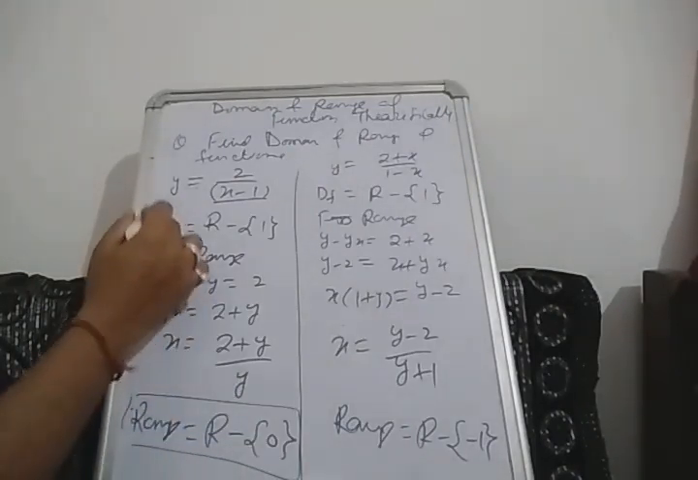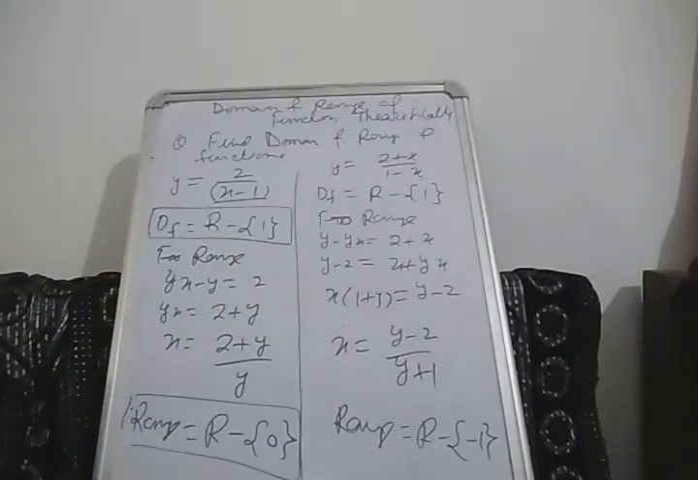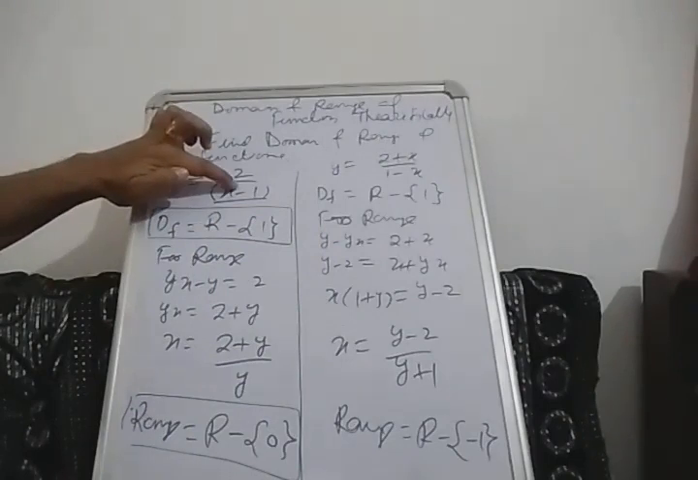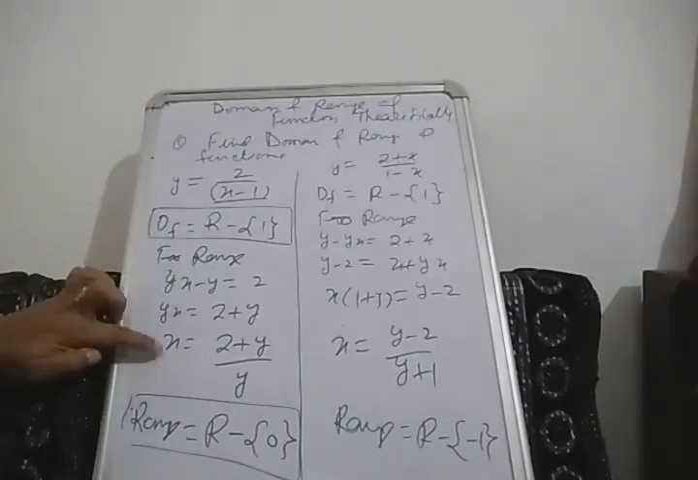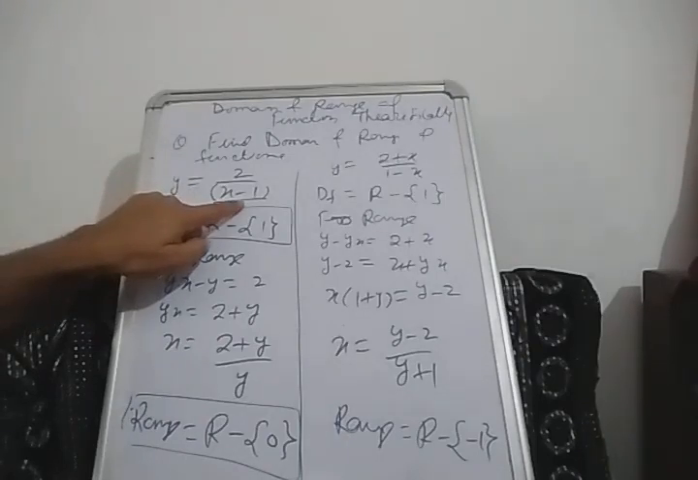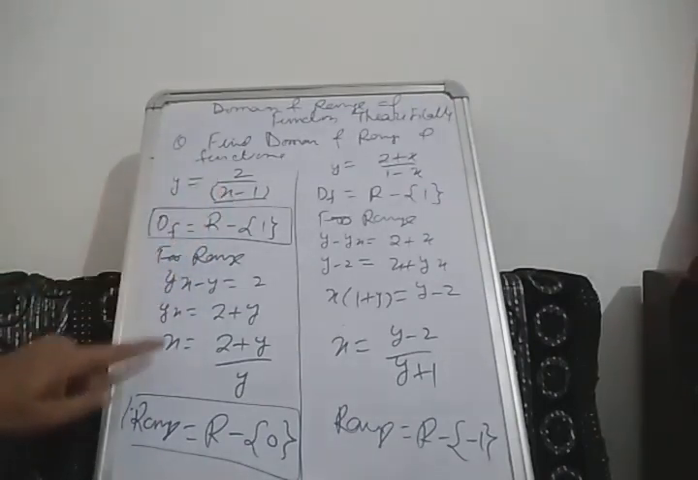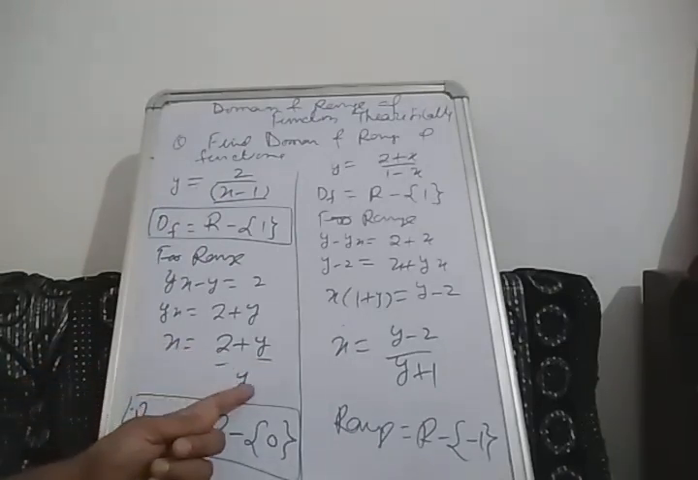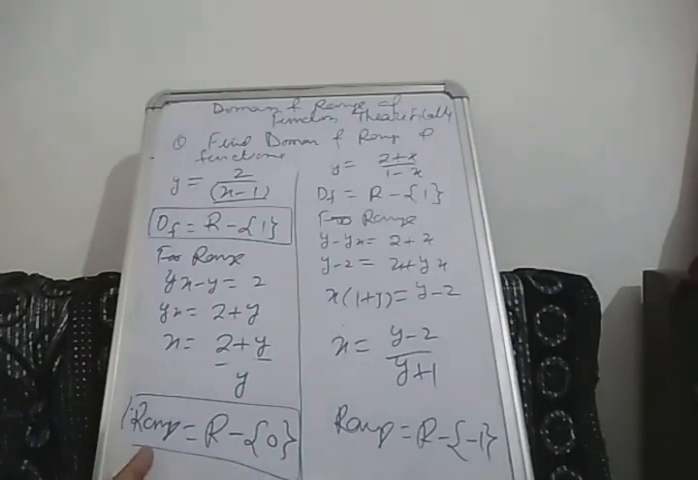So sometimes the question will be done like this. Here to define y we put x, here to define x we put y. To define y, the denominator should not be 0, meaning x minus 1 should not be 0. So all the real numbers except 1, otherwise it will become 0. To define x, the denominator should not be 0, it means y should not be 0. So this is the range and this is the domain.